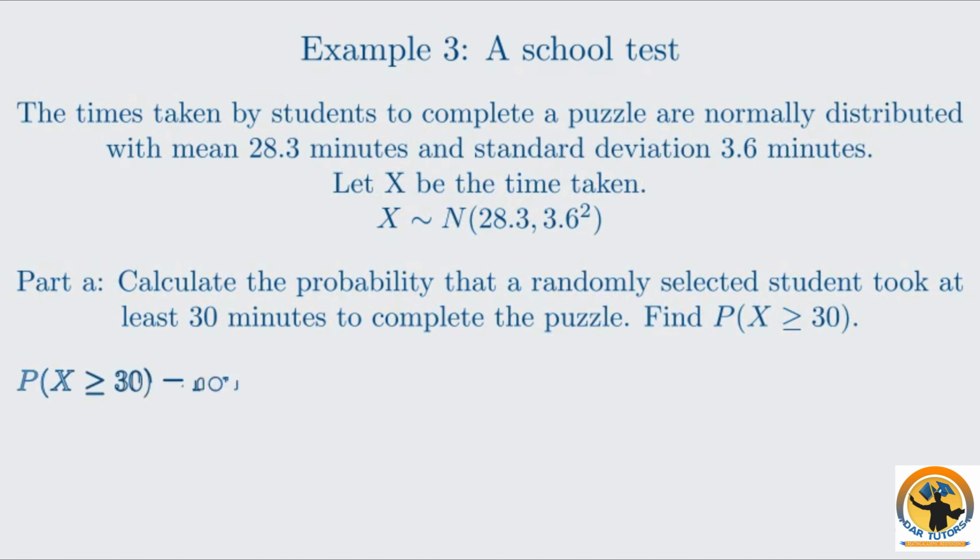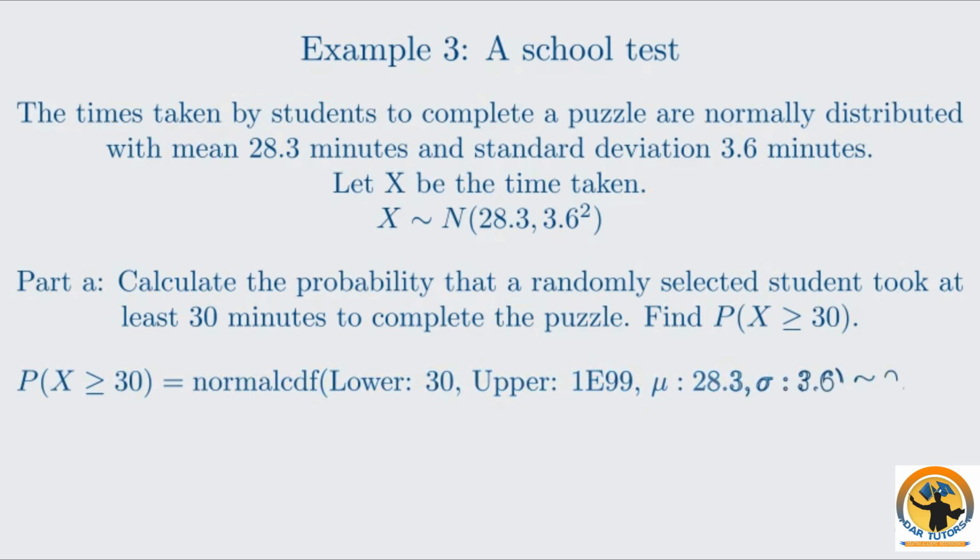We find P of x greater than or equal to 30. The lower bound is 30, the upper bound is infinity, 1e99. The mean is 28.3, and the standard deviation is 3.6. This gives us a probability of approximately 0.3184. Now for part B, where we bring in the binomial distribution. We select 10 students randomly.